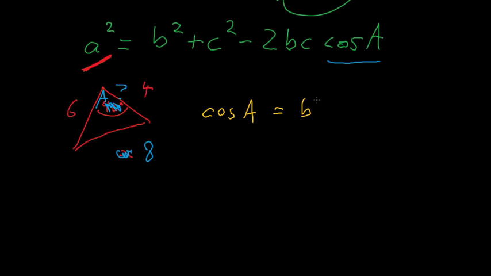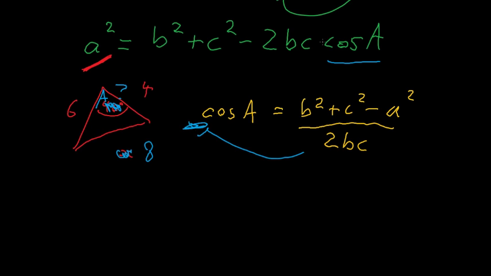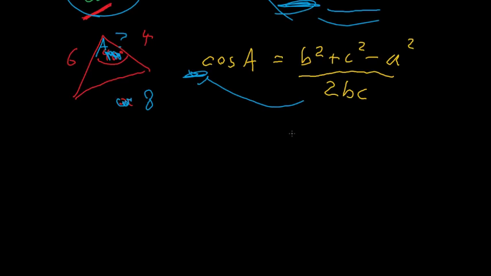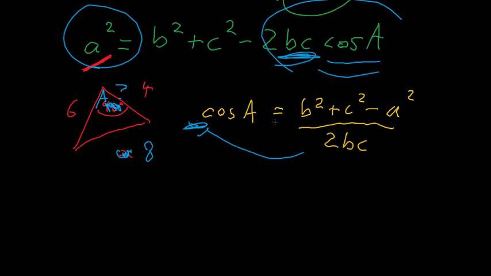So cos a equals b squared plus c squared minus a squared, all divided by 2bc. The 2bc came from up here, remember, because it was part of that term. I've just swapped this term with the a squared. So I've got this relation, which is the cosine rule in reverse. It's used to find an angle when you have all three sides. It's the same rule though.